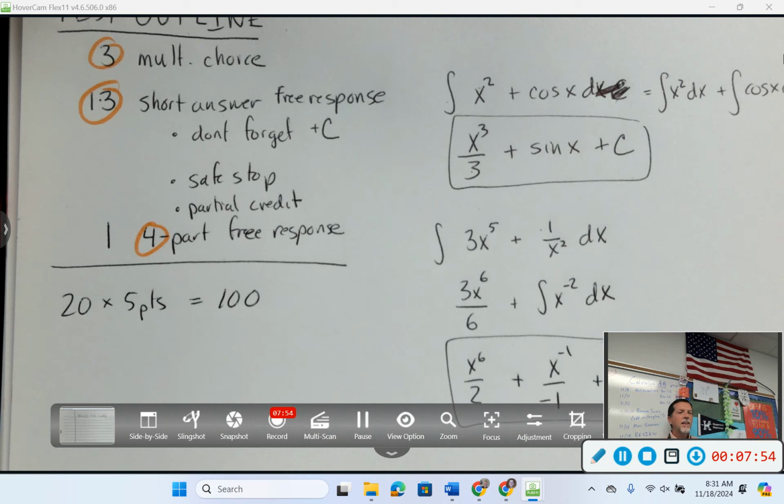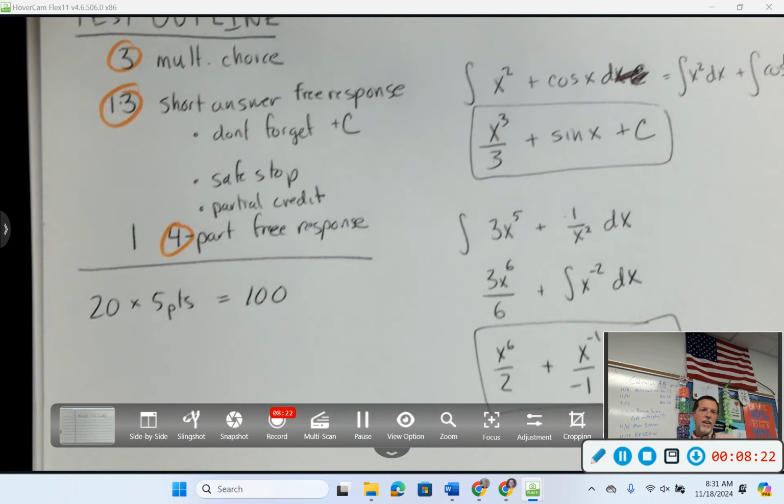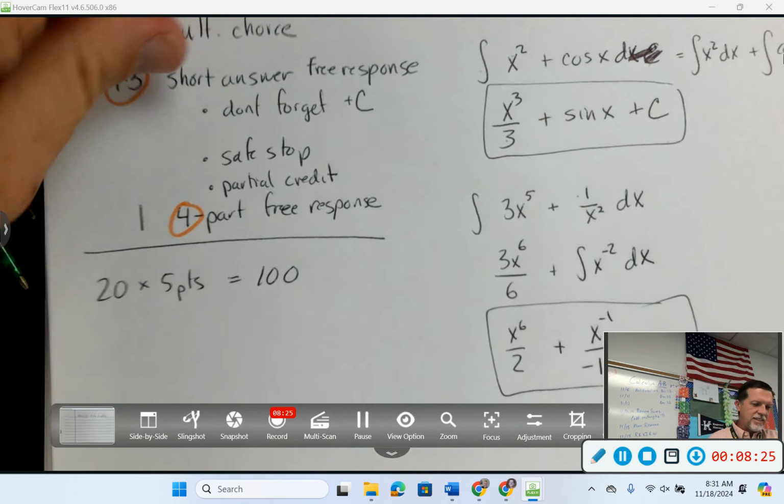So is the 4 part just going to be like doing the rectangle thing? What do you think the 4-part free response is going to be? Sums, but also over and underestimate, depending on if it's increasing or decreasing or concave up or down, those kind of things. Again, you don't memorize any of those, you sketch it out and figure it out. Okay, so that's the structure of the test. How about the topics on the test?